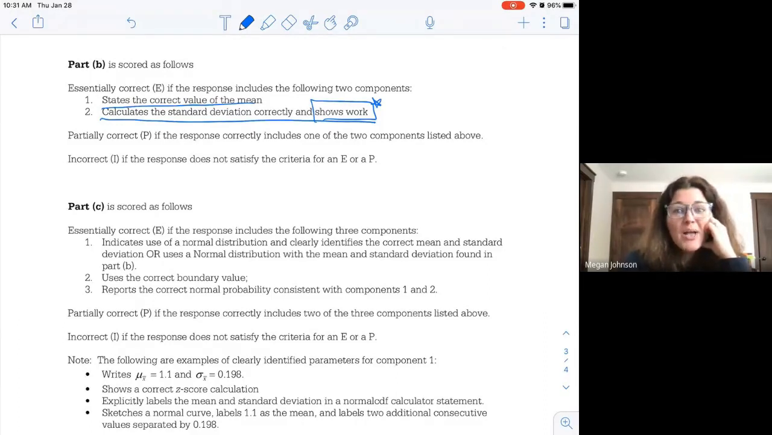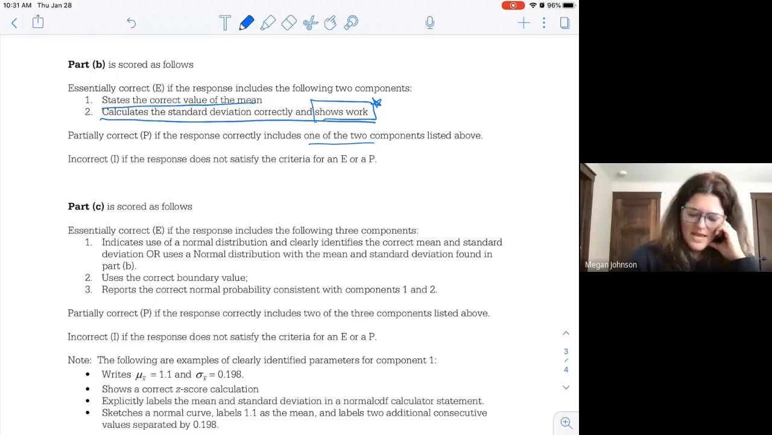So be careful there. Show your work. Partially correct if the response correctly includes one of the two components. So if you only did one of them. The good news here is the mean is really easy. Mean is easy to the parent population. So it's real easy to get a P on this one.